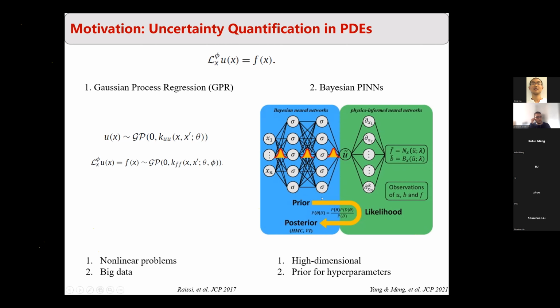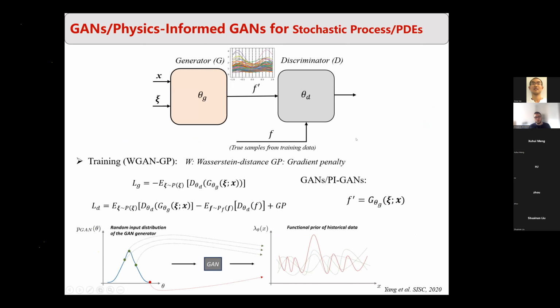The second issue for B-PINN is that we set a prior for the hyperparameters, the weights and the biases in the neural network, but actually we care more about the prior in the functional space because we care about the solution to a PDE. But in a BNN, we can only set a prior for the weights and the biases. We don't know what the prior looks like in the functional space. Recently, researchers proposed to use generative adversarial networks to learn distributions over functions, or stochastic processes.